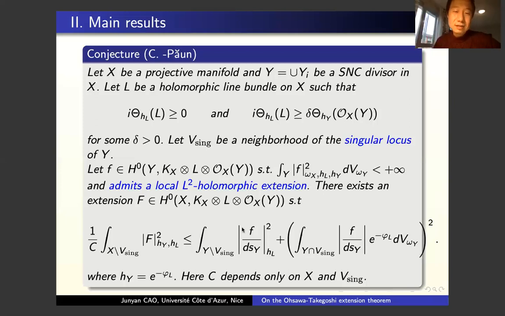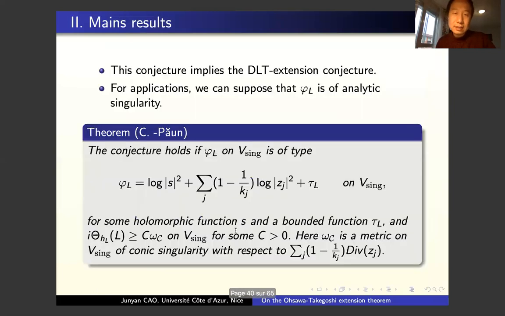So the main restriction of our result is that our constant here depends on the geometry of this conic metric. That's the main problem. If we do it by induction, in general we cannot control the zero locus of this section. So that's the main problem.